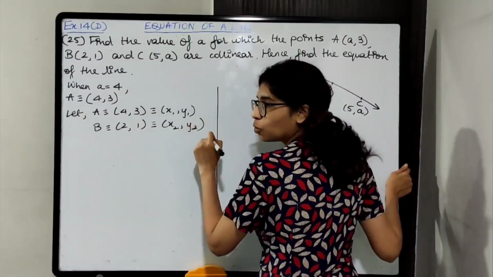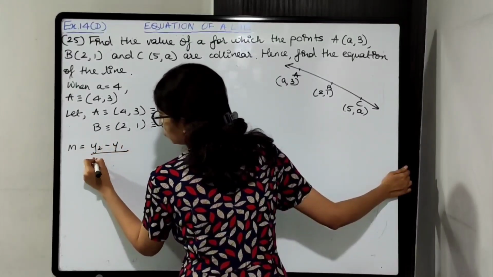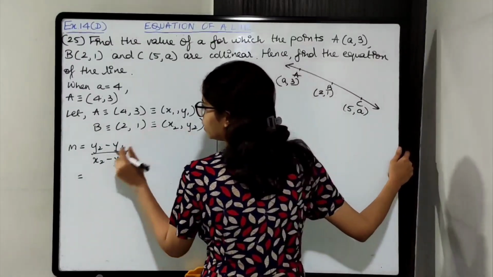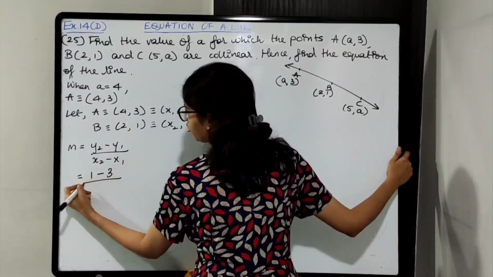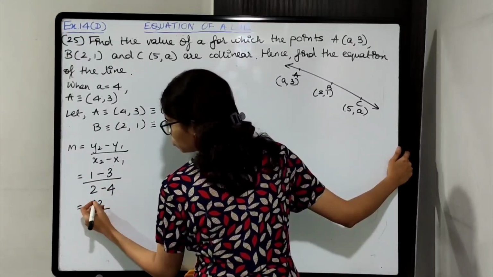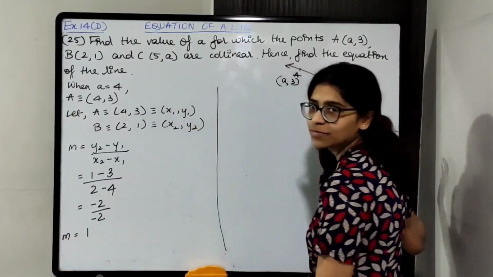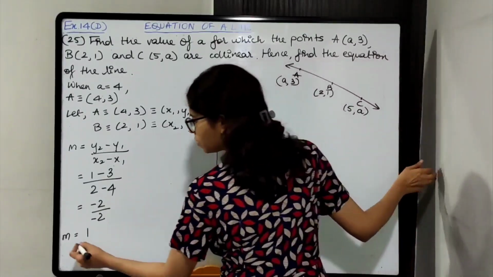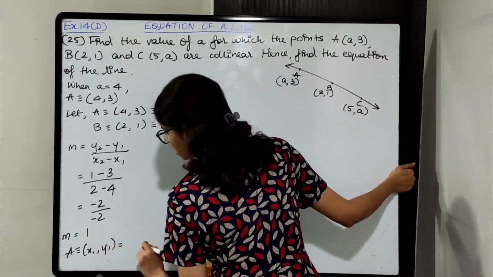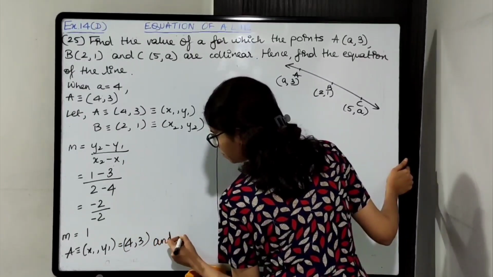Let us find out the slope first. So slope will be y2 minus y1 upon x2 minus x1, or y1 minus y2 upon x1 minus x2. y2 is 1, y1 is 3, x2 is 2, x1 is 4. 1 minus 3 is minus 2, 2 minus 4 is minus 2. So this will give 1. Okay. So write down A x1 y1 is 4 comma 3 and m is equal to 1.